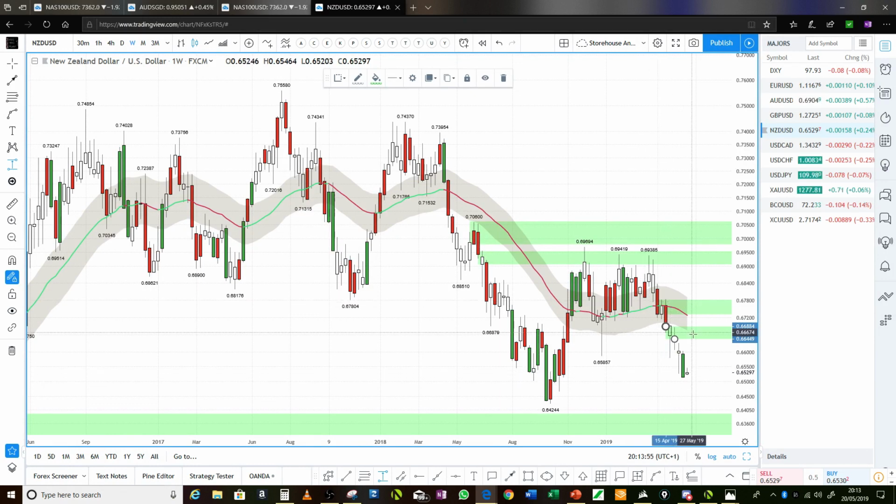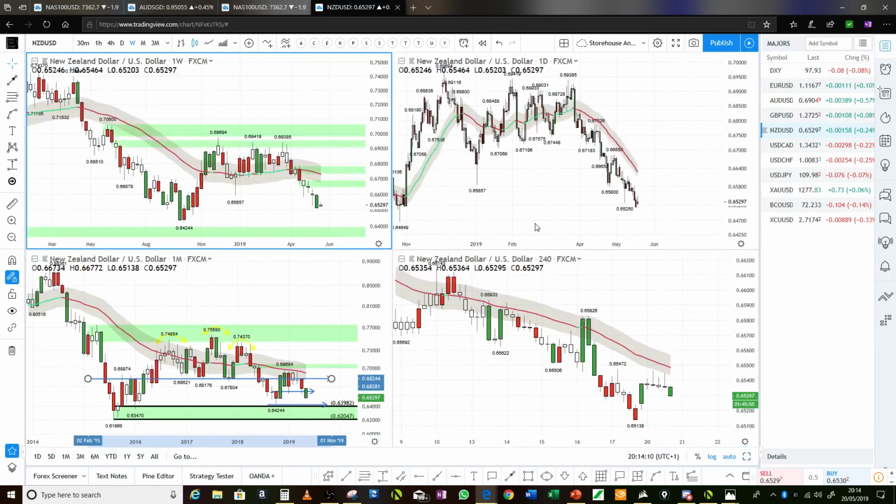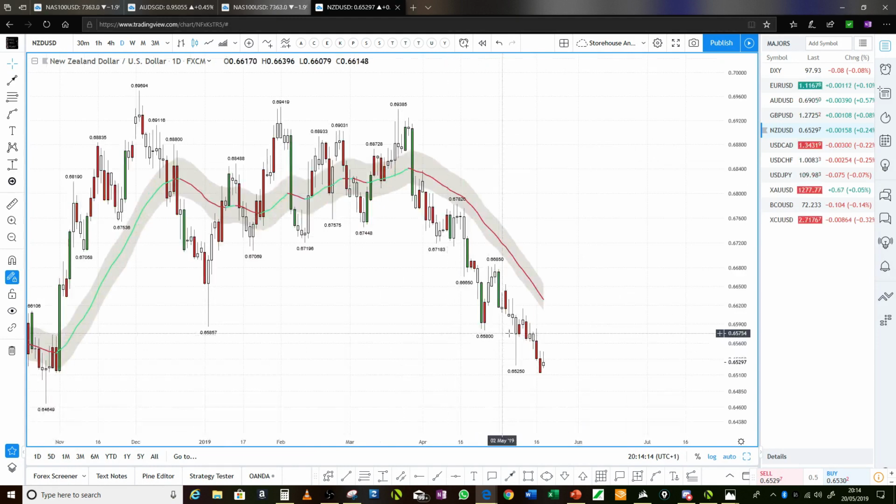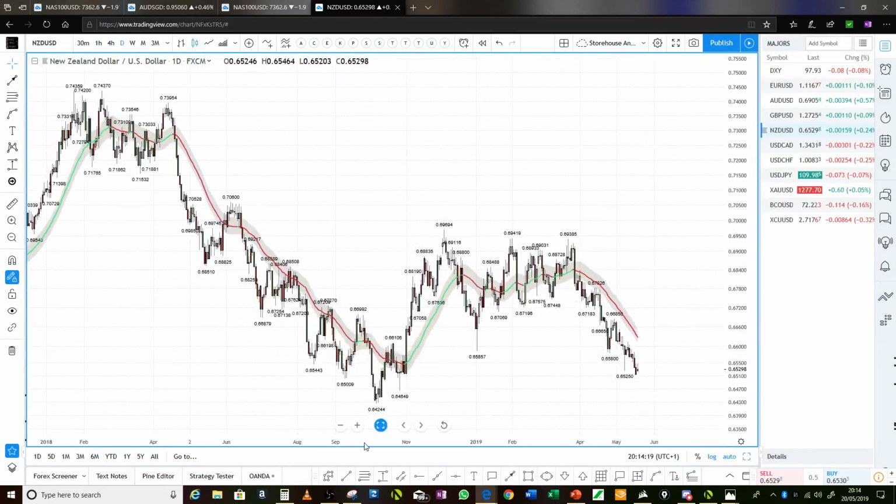Any rallies up into those areas may be worth looking at to see if we can join the downdraft, if that's going to continue into this demand zone in here, where we may then take the foot off the pedal, so to speak. Then looking at the daily chart, we have some supply there. Let's take a look at what we have in terms of demand below.